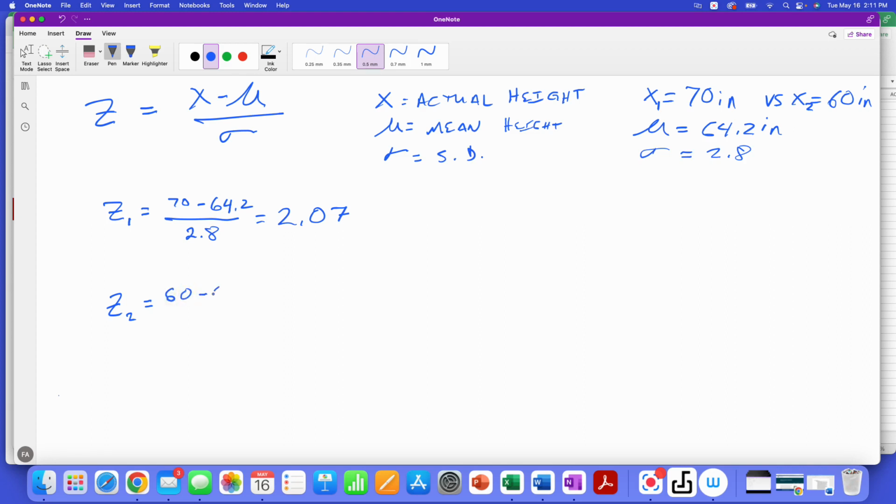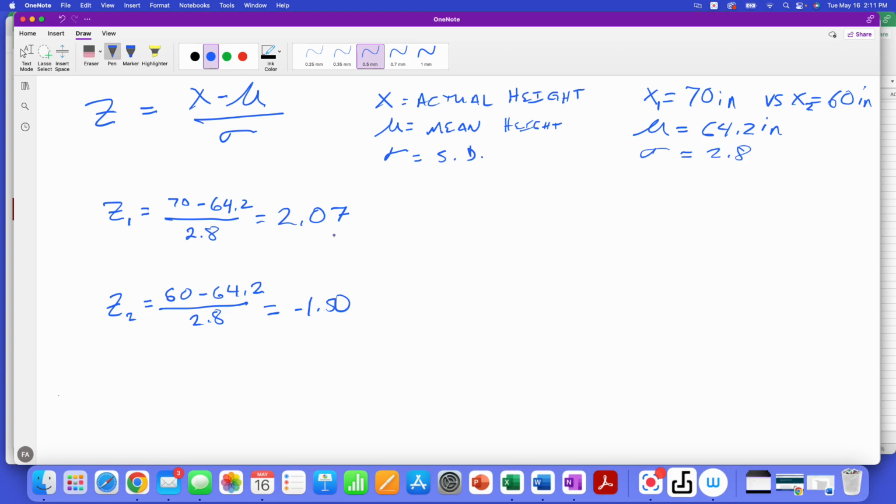60 minus 64.2, all over 2.8. And when we do that, we get negative 1.50. I do encourage you to go out 2 decimal places as a standard rule, because you will run into situations where that second decimal, that hundredth spot, is extremely useful to us.